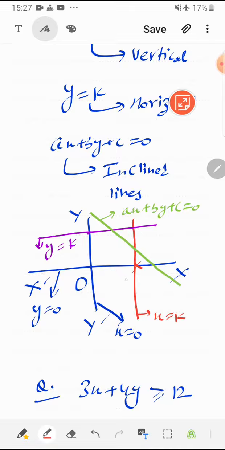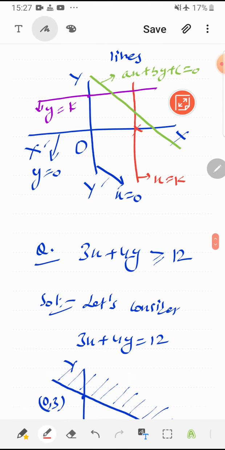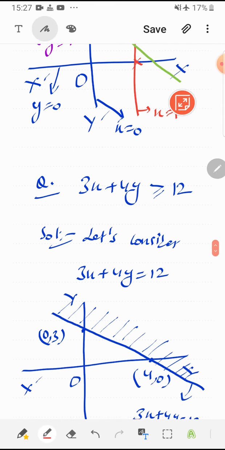Moreover, our x-axis and y-axis are also straight lines. So the equation of the x-axis is y is equal to 0, and the equation of the y-axis is x is equal to 0. These are the equations of the x and y-axis. Now let us pick a question. Suppose 3x plus 4y is greater than or equal to 12. We have to find the solution from the graph.